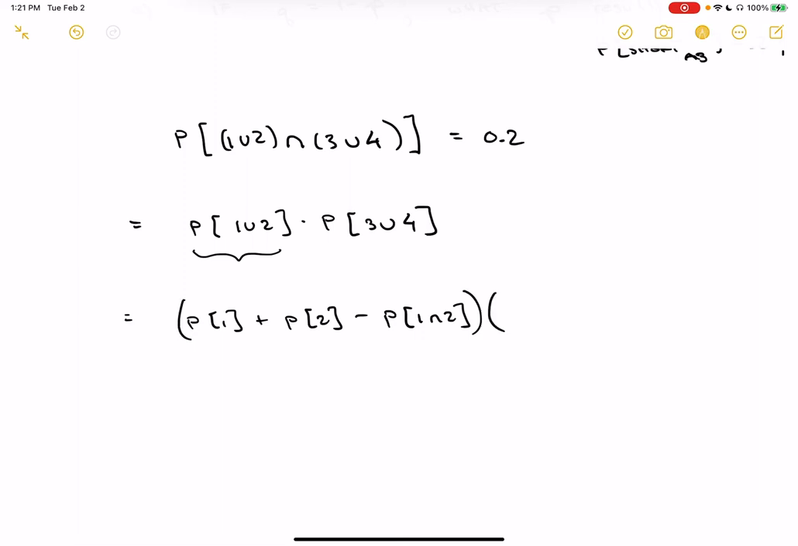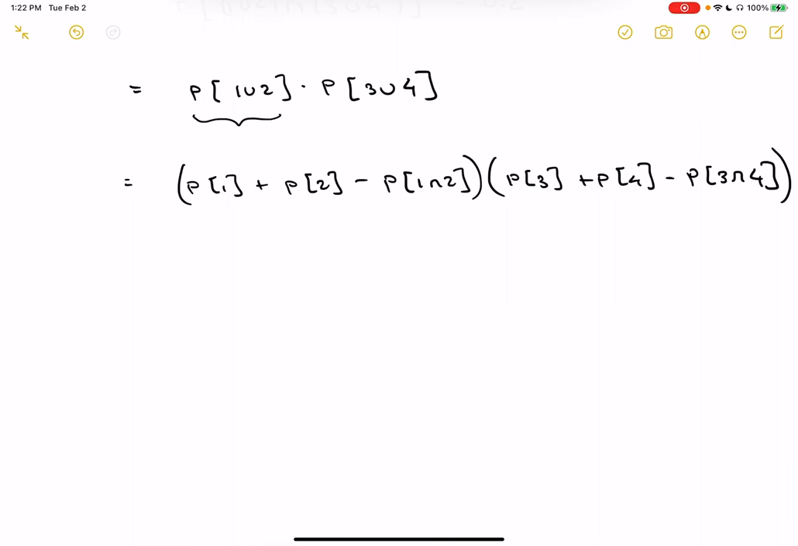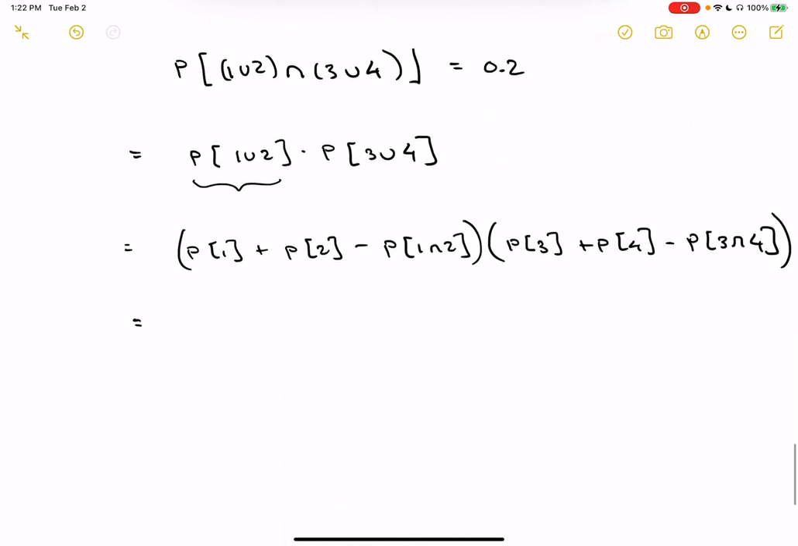The same idea applies for the next piece, and there's just going to be a multiply going on in here. That's the probability of three, plus the probability of four, minus the probability of three intersect four. So we know how to handle unions for any kind of events, whether they intersect or not, whether they're disjoint or not. Looking back at the top, what's the probability of one being closed? That was my P. So I get a P, and the other switch also has a closed probability P, and then I subtract off the probability that they're both closed.